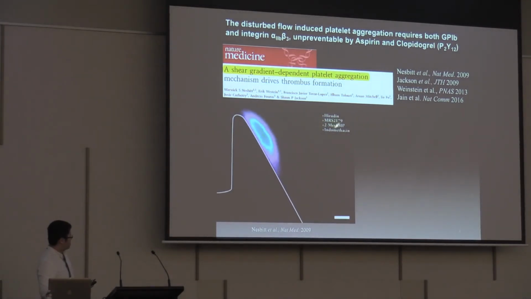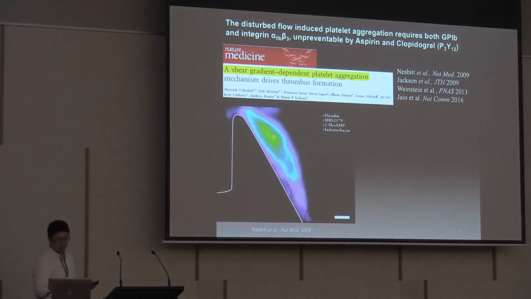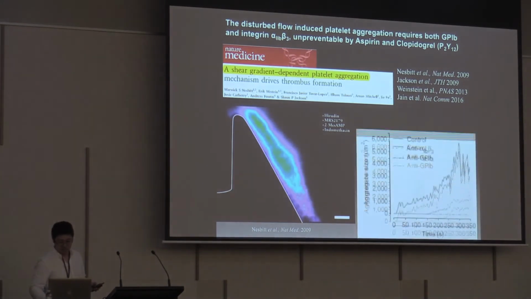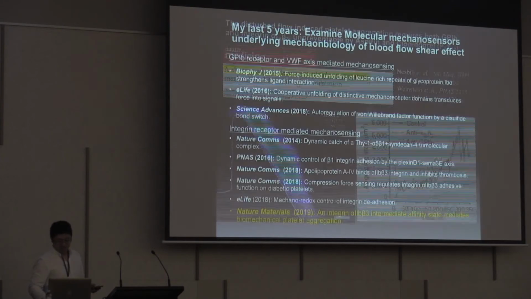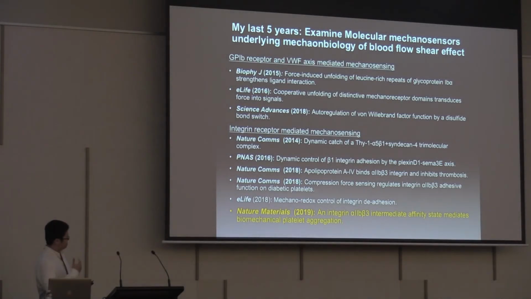Even when you inhibit the whole blood with collections of agonist inhibitors, they also demonstrated this thrombosis is not prevented by aspirin or clopidogrel, which are the gold standard for antiplatelet therapies. And most importantly, they called it biomechanical platelet aggregation, linked with two important markers. One is the integrin alpha IIb beta 3, and the other is the platelet GPIb receptors. This set the stage for my interest to investigate this field.